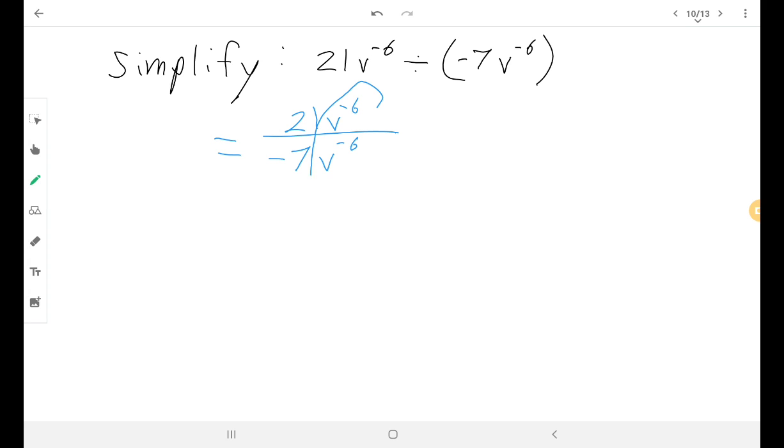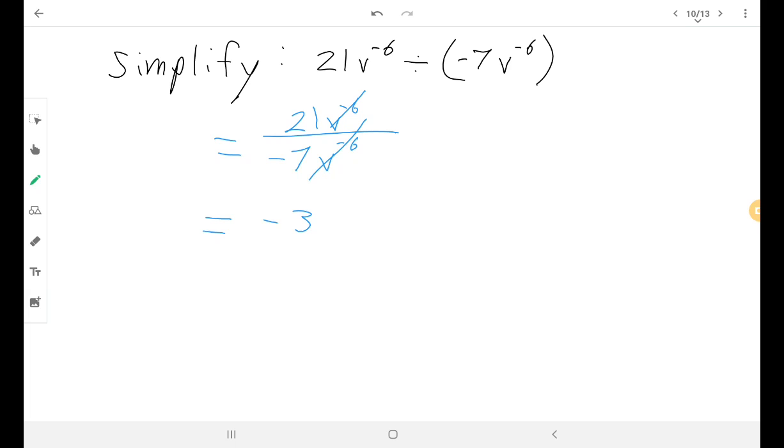For example, these two things right here, v to the negative 6 over v to the negative 6, those just cancel. That's just 1, right? Assuming that v isn't 0, of course. And then 21 divided by negative 7, well, a positive divided by a negative is a negative, and 21 divided by 7 is 3. And that's it. You're done with that one.